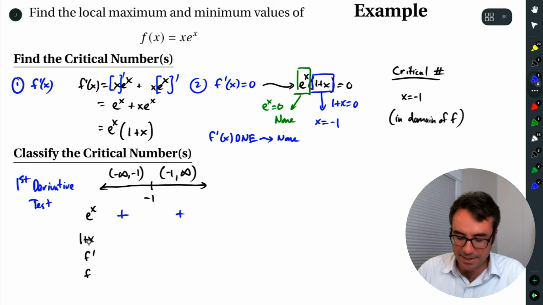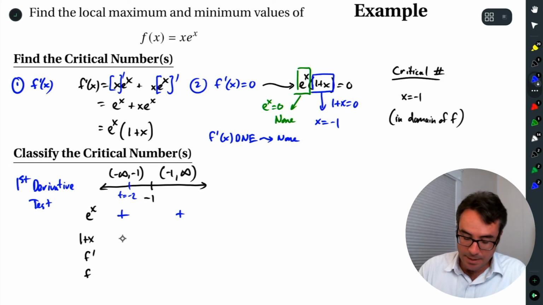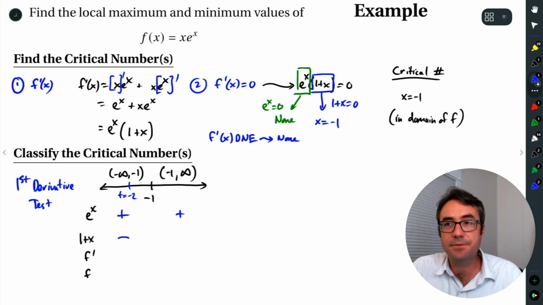Then let's do 1 plus x. All right, so we need to use some test numbers now. Maybe like -2. That's in this first interval. Plug -2 into this one piece here. I get 1 minus 2 is -1. And we really just care about the sign, so negative.